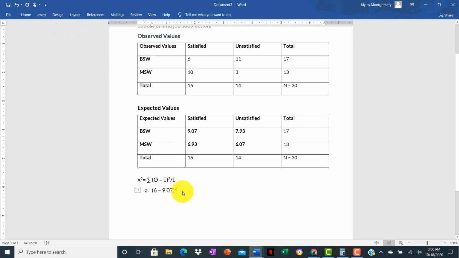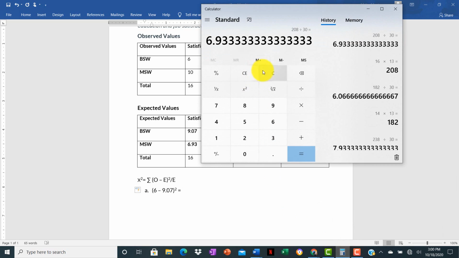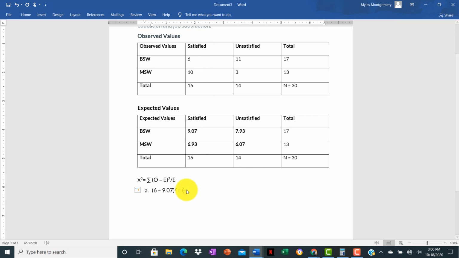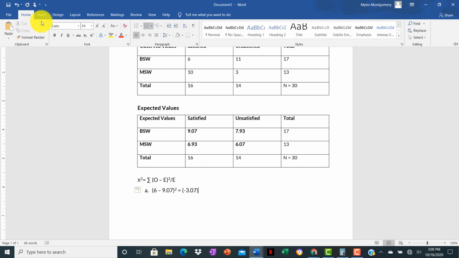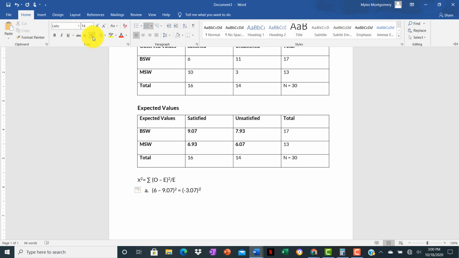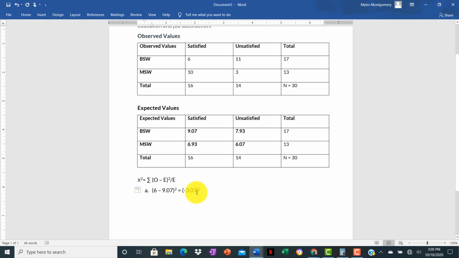So let's see what we have here. 6 minus 9.07, what could that possibly be? I think I know, but we'll do it anyway. 6 minus 9.07 gives us negative 3.07. And again, the important thing to remember is that that is a value that we're going to square. The reason that's important is because, just like when we were doing this with the standard deviations, we're trying to get rid of this negative number. We're trying to get this nice and clean.